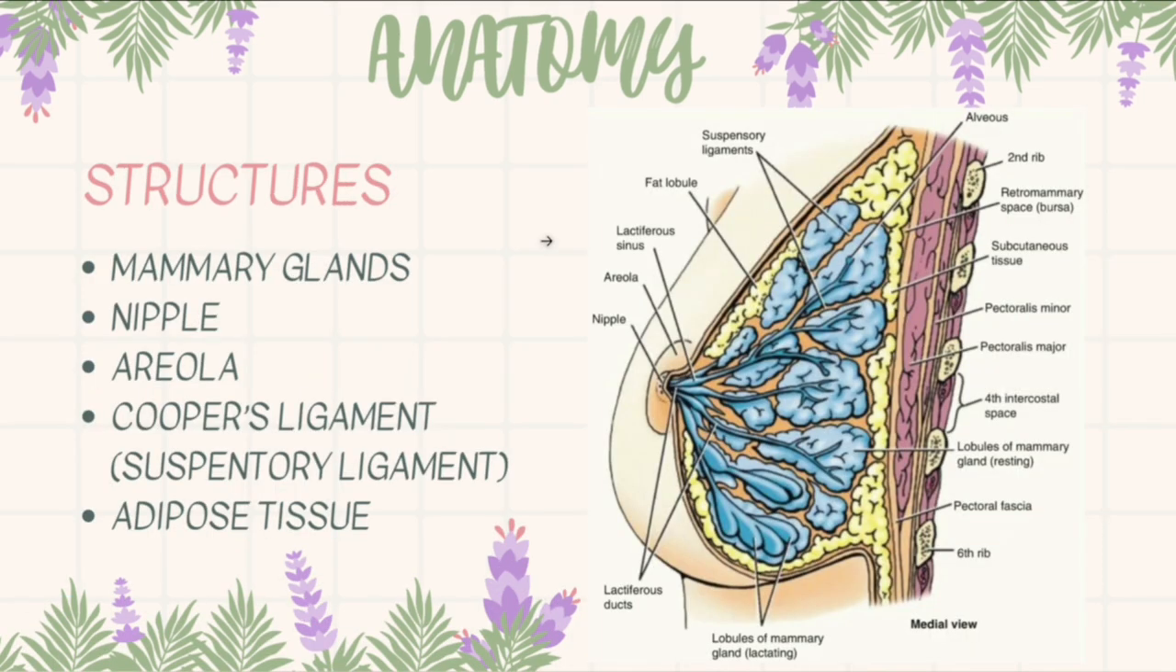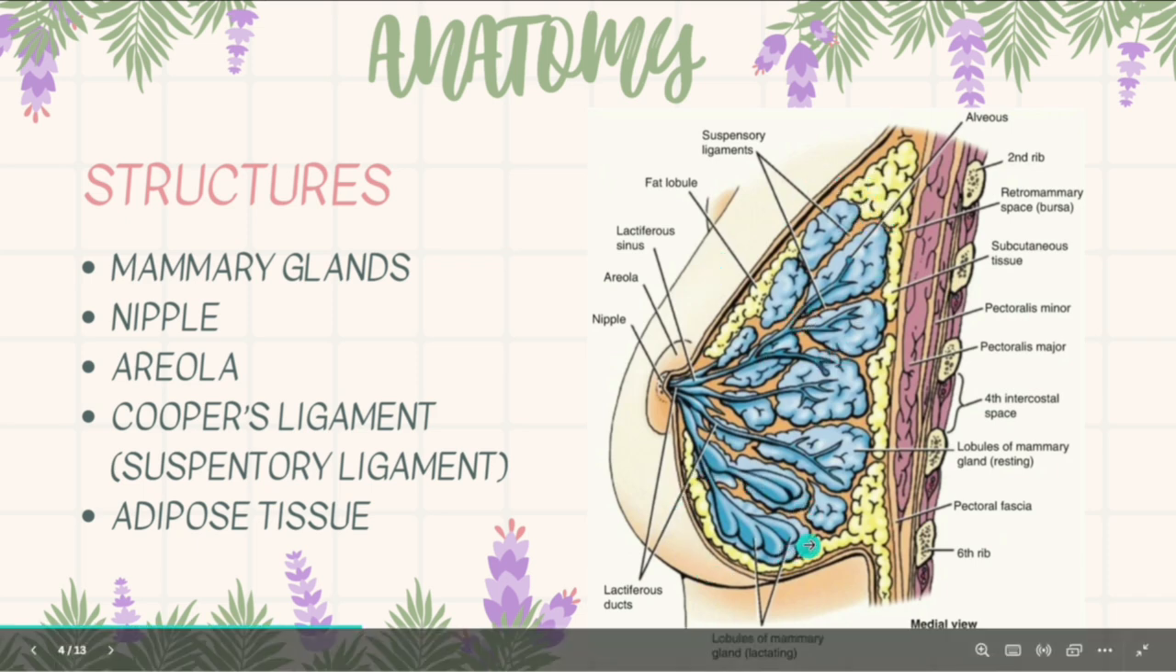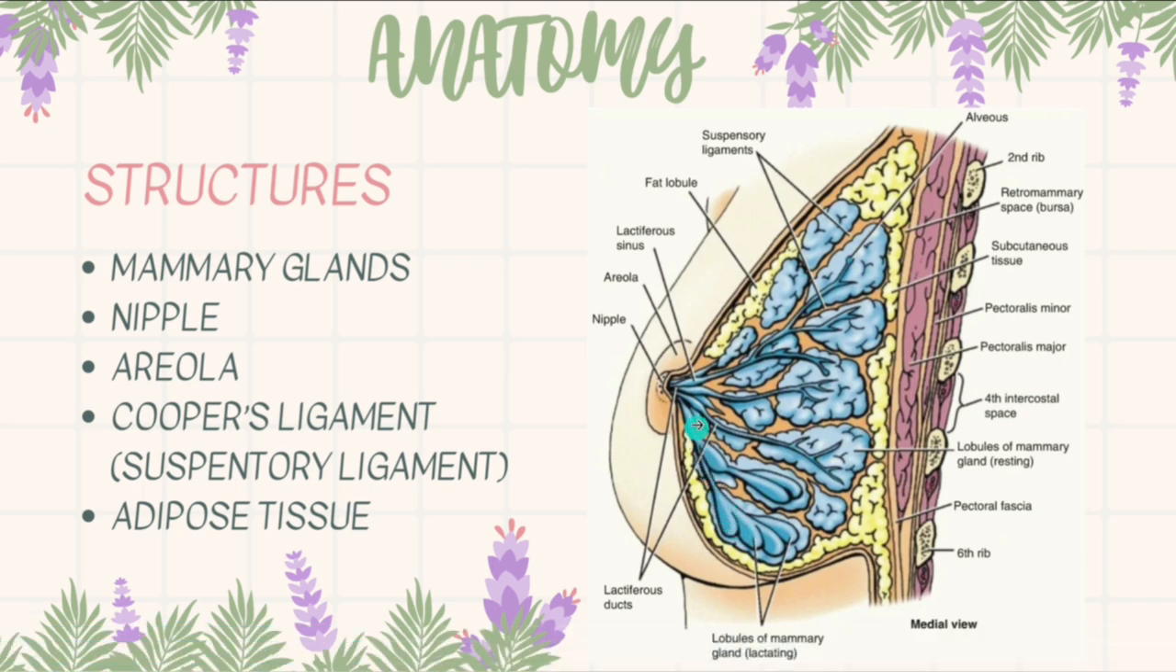Now we'll be looking at the anatomical structures of the breast. First of all, as we can see here, these blue structures are known as the mammary glands. Inside the mammary glands are approximately 15 to 20 lobes, which contain lobules, and inside those lobules are alveoli, and these alveoli will then drain into ducts known as lactiferous ducts towards the nipple.